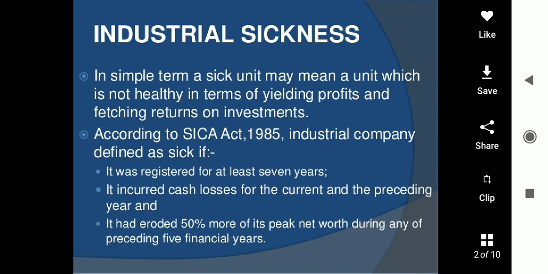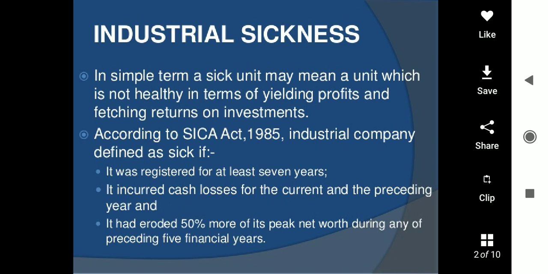According to SICA Act 1985, an industrial company can be defined as sick if it was registered for at least 7 years. Second, it incurred cash losses for the current and the preceding years. In the current and preceding years, the company suffered from loss, and it had eroded 50% or more of its peak net worth during any of the preceding 5 financial years.